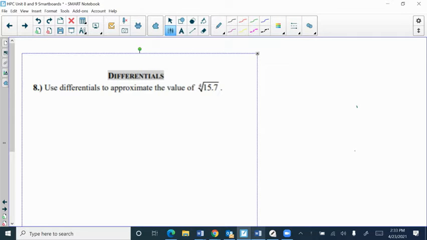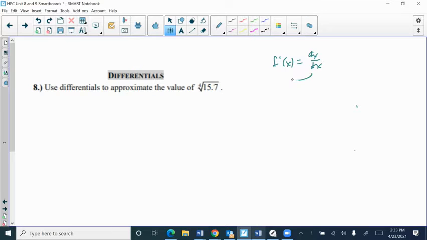Well, if we know that the derivative is equal to dy dx, if you just multiply this dx over, then the derivative times dx is equal to dy. Basically what this says is that if you change your x by just a little bit, what effect does that have on changing your y? And a differential can help us approximate that.